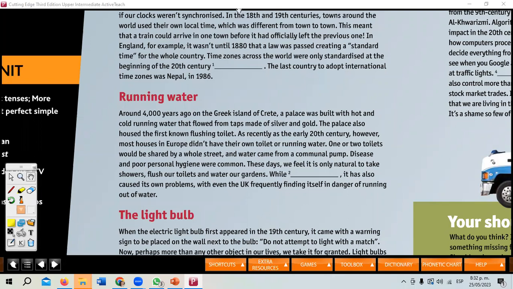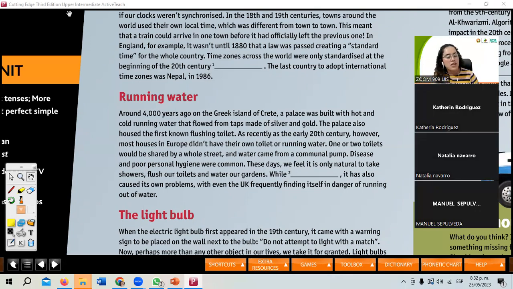These days, we feel it's only natural to take showers, flush our toilets, and water our gardens. While it has also caused its own problems, with even the UK frequently finding itself in danger of running out of water. Running out of water, okay?